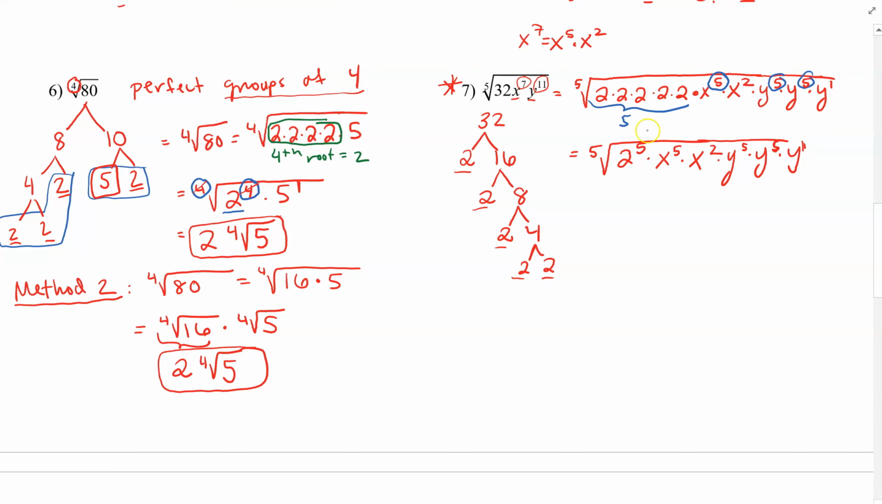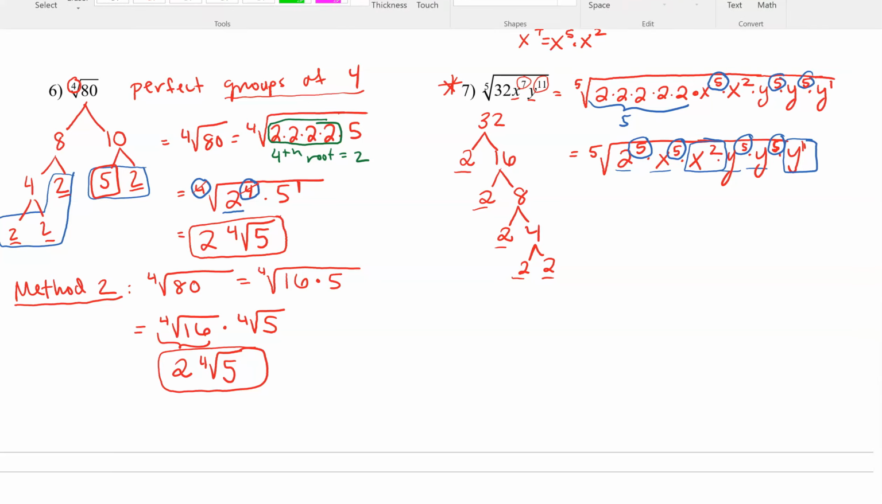And what I've done is I've arranged everything into index-sized groups, and I notice I have 4 perfect roots of 2, x, y, and y. Because these are index-sized groups, so they're each perfect roots. They're perfect fifth roots. Whereas x squared is not enough x's, right? There's only 2 of them, and I need 5. And same with y to the 1st. There's only 1 of them, and I need 5 to pull out a perfect root.